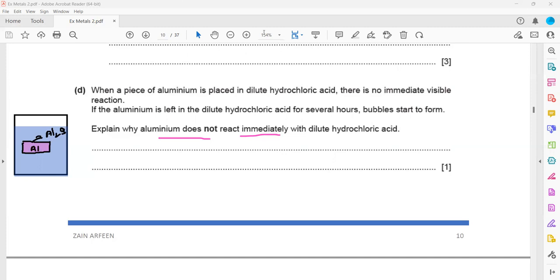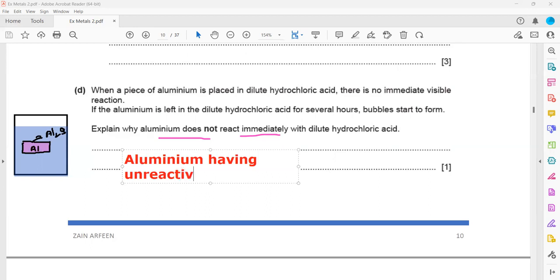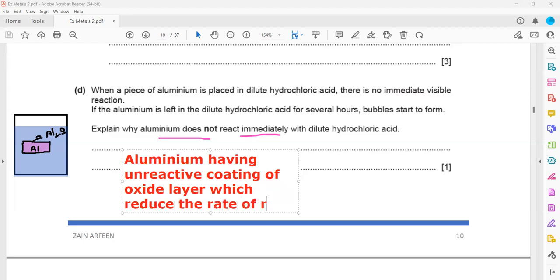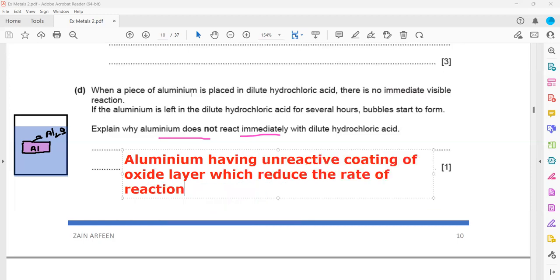So at first, what will happen? Aluminium, having an unreactive coating of oxide layer, which reduces the rate of reaction. It does not react immediately. Once this oxide layer is removed, then the reaction will start to occur. Before that, there will be no reaction.